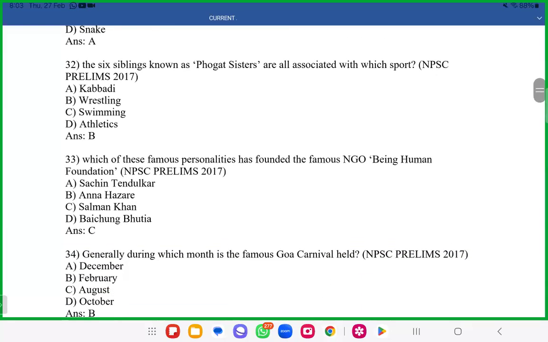Then, which of these famous personalities founded the famous NGO Being Human Foundation? This will come under news or general knowledge. Being Human was founded by Salman Khan, I think 10 years back, for the upliftment of people and to do social good. You can learn these things just by studying the newspaper. Any newspaper covering Salman Khan's Being Human, not necessarily current affairs but as part of general knowledge.